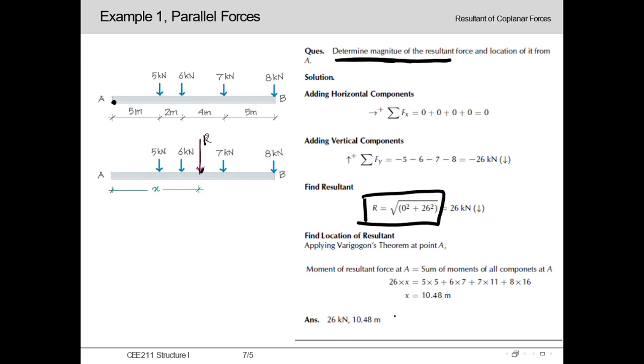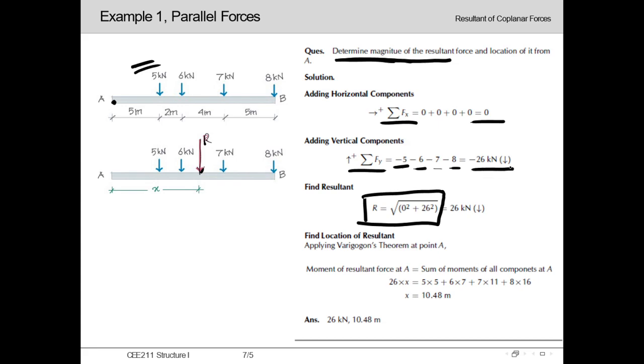So to calculate summation of Fx, let's see, are there any forces in x direction? No, there is no force in x direction, so the value will be 0. And for summation of Fy, we have considered upward direction as positive. So 5 kN is acting downward, it will be minus 5. 6 kN acting downward, it will be minus 6, minus 7 and minus 8 as well. From here we will get the value of summation of Fy as minus 26 kN.